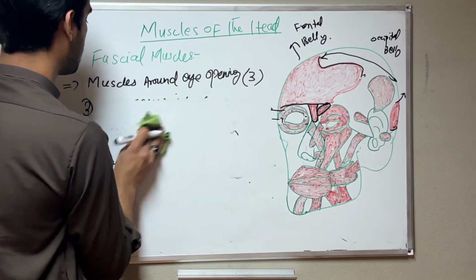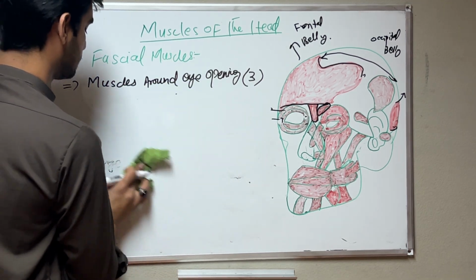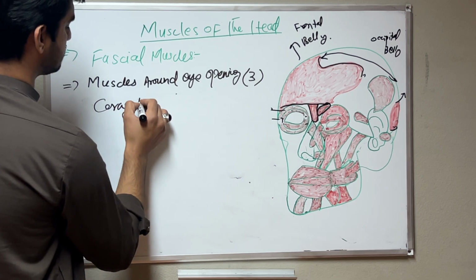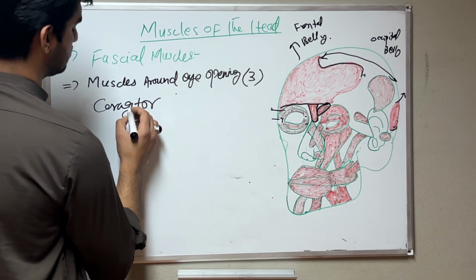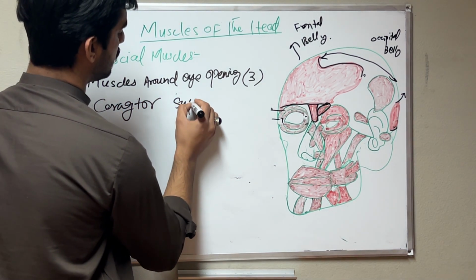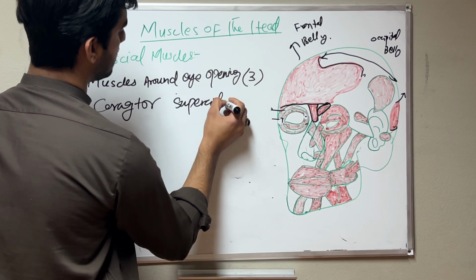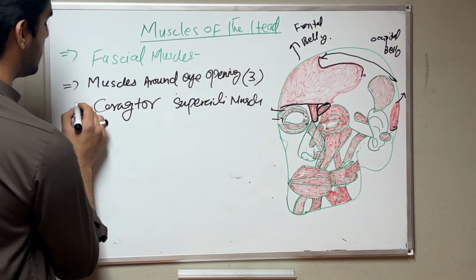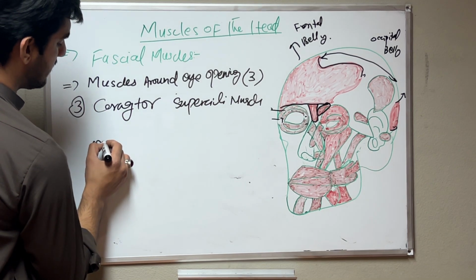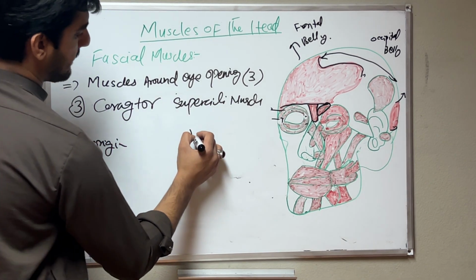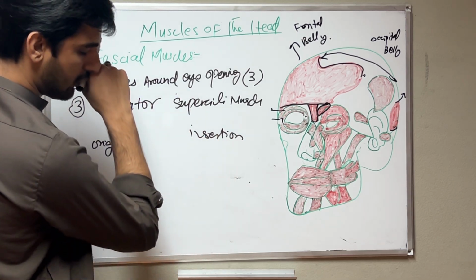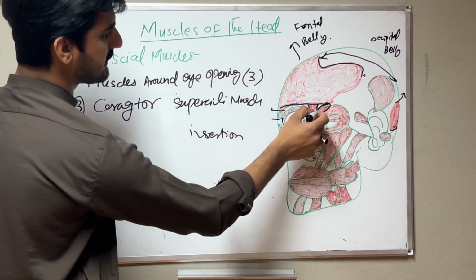The third muscle of the eye opening, the supraciliary muscle. The third one, origin and insertion. Okay, this is the third muscle of the opening around the eyes. This one originates from here.